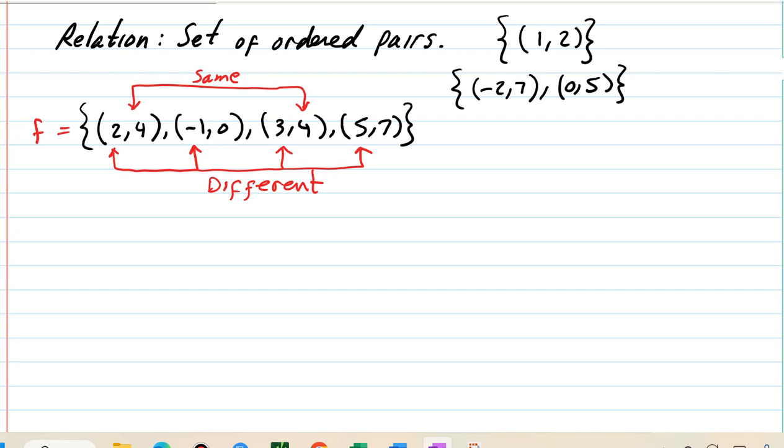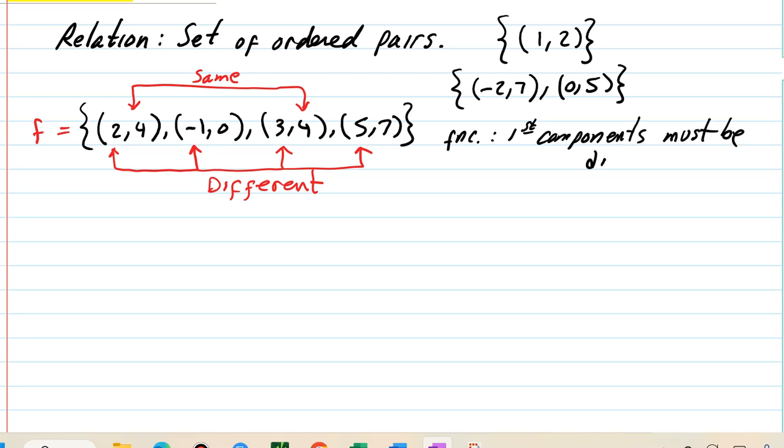So we're now looking at the functional relationship between the first elements in the set and the second elements in the set. So remember the requirement for a function. In order to have a function, the first components must be different in the relation. First components must be different. Okay, so let's agree on that one.